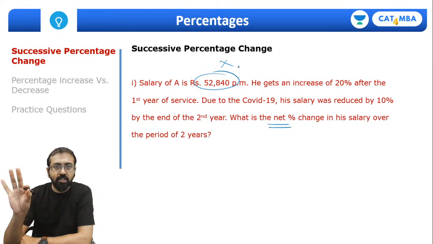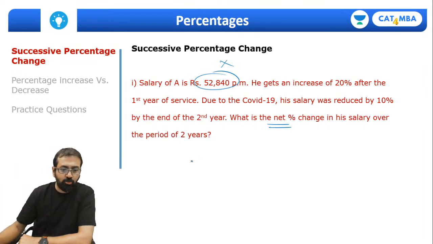It's of no use for us because we need to find out the percentage change. Okay, so let's assume his salary is rupees 100. Now first his salary got increased by 20%. So can I say 100 increased by 20%? So it will become 120 after the increase.